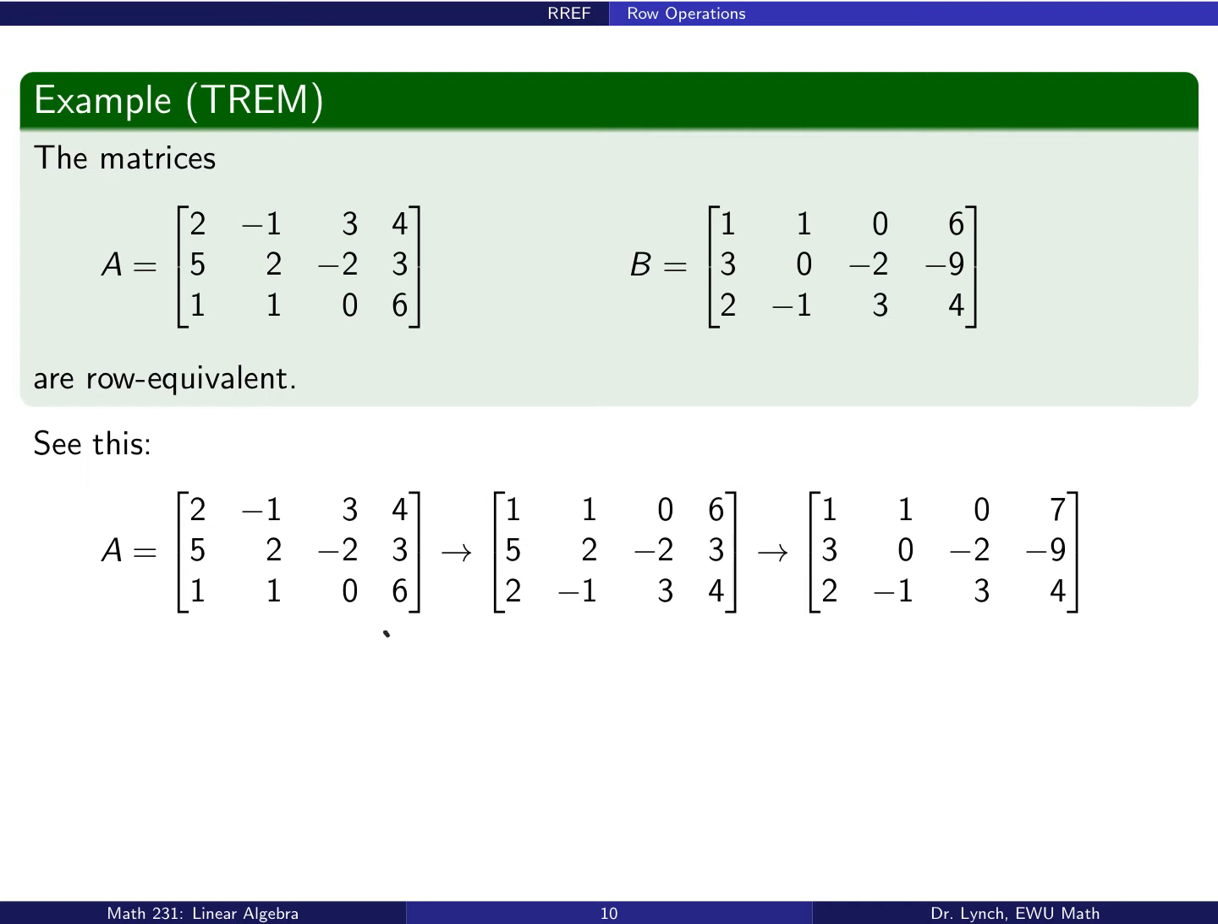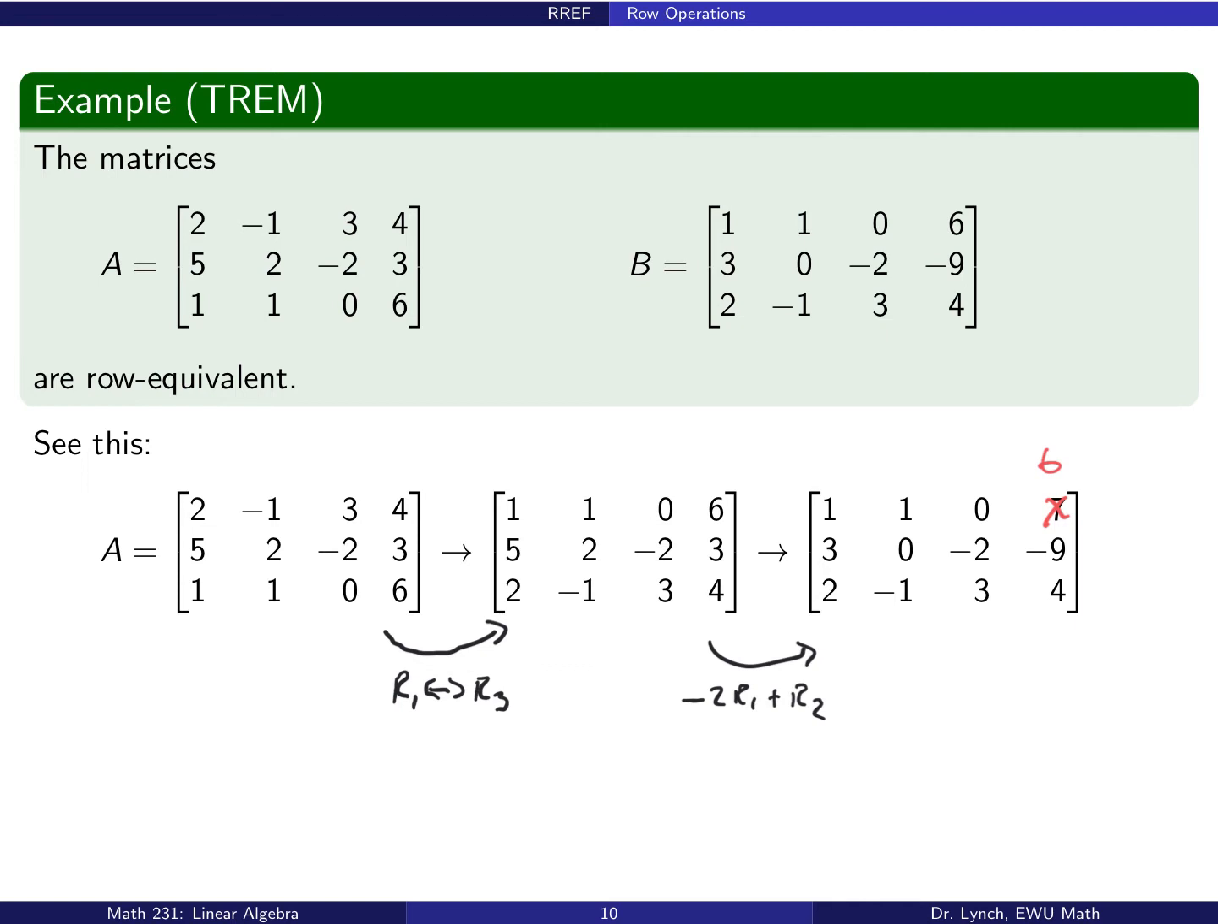In this first row operation, we've swapped row 1 and row 3. And in the second row operation, we've taken minus 2 times our new row 1, right? Row 1 is the former row 3, but now it's row 1. And we've added that to row 2 to give us a new row 2, leaving row 1 alone. It looks like there's a small typo here. This 7 should be a 6, obviously. Sorry about that typo. So we can see that you can get from one matrix to the other with a sequence of row operations.